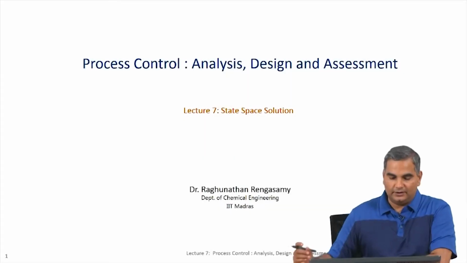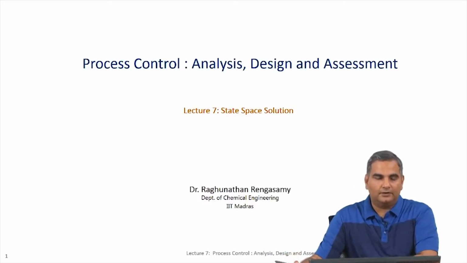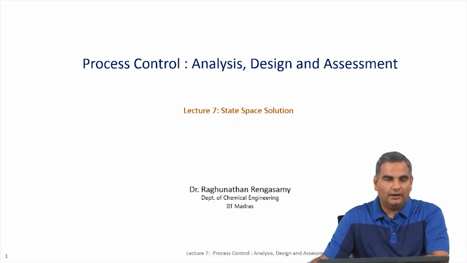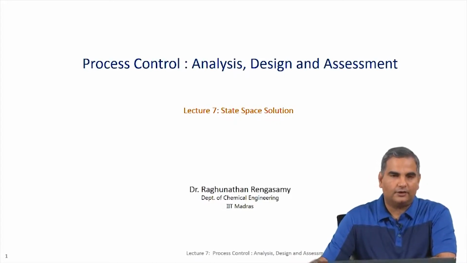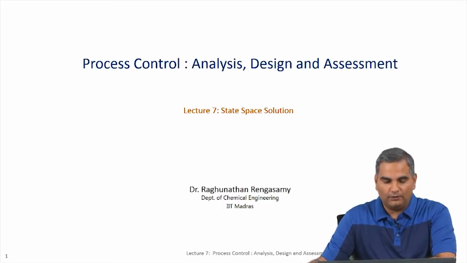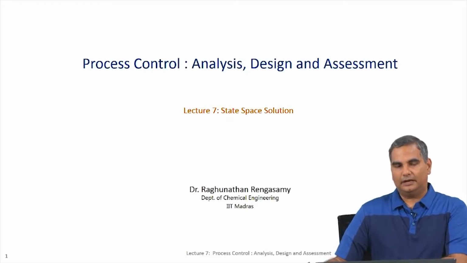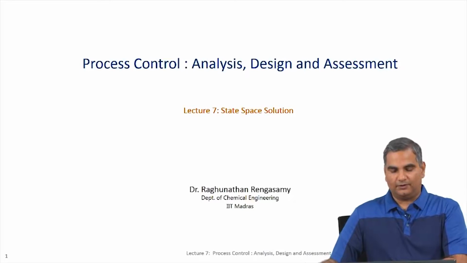We will continue with the 7th lecture in this course on process control. Till now I have been talking about some fundamental concepts in control, and in the last class we talked about modeling processes and we talked about state space modeling and so on. So, we will continue with that, and then in this lecture we will look at how we can solve the state space equation to get a solution that is usable for control.